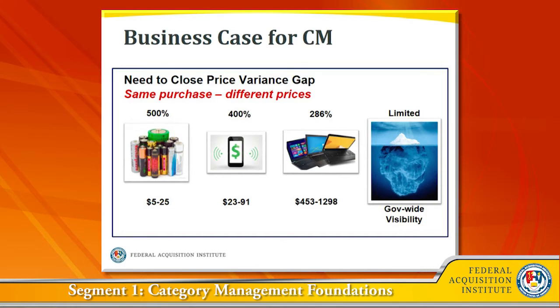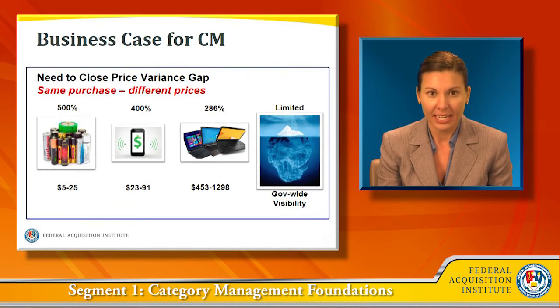Not at all. The iceberg image on these two examples is meant to represent the limited visibility we had into government-wide spend data before category management. Since we could only see the tip of the iceberg, we were missing out on a lot of opportunities to eliminate duplication and get good deals. Unnecessary redundancy and price variance drives up our collective operating costs, both for us in the federal government and for our industry partners.